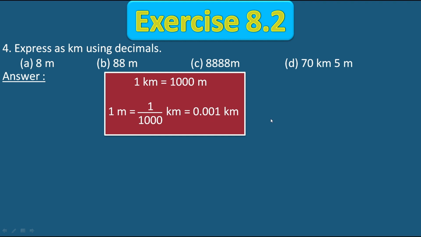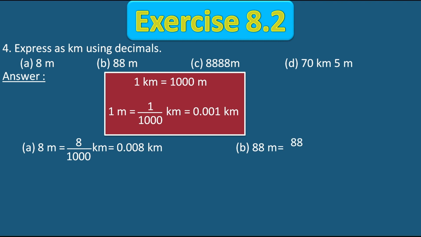So the question number 1, that is 8 meter. Now 1 kilometer is equal to 1000 meter, and 1 meter is equal to 0.001 kilometer. Therefore, here it is 8 upon 1000 kilometer, which is equal to 0.008 kilometer. Next we have 88 meter, which is equal to 88 upon 1000 kilometer, which is further equal to 0.088 kilometer. Altogether we need 3 places, so we occupied 3 with one 0 here.